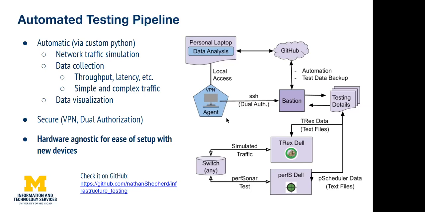where all you have to be is an agent on your local computer within a recognized virtual machine VPN, so that you can SSH through dual authentication to the Bastion host. And the Bastion host has all the testing details in order to execute and get the files from all the specific devices and do the data analysis locally.